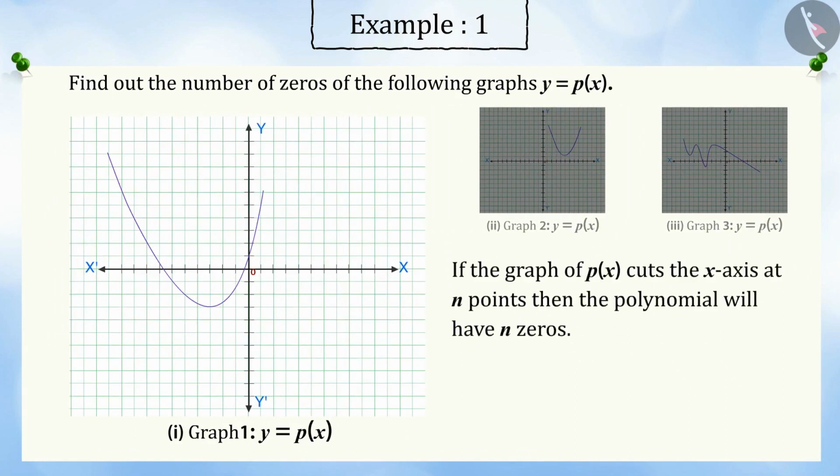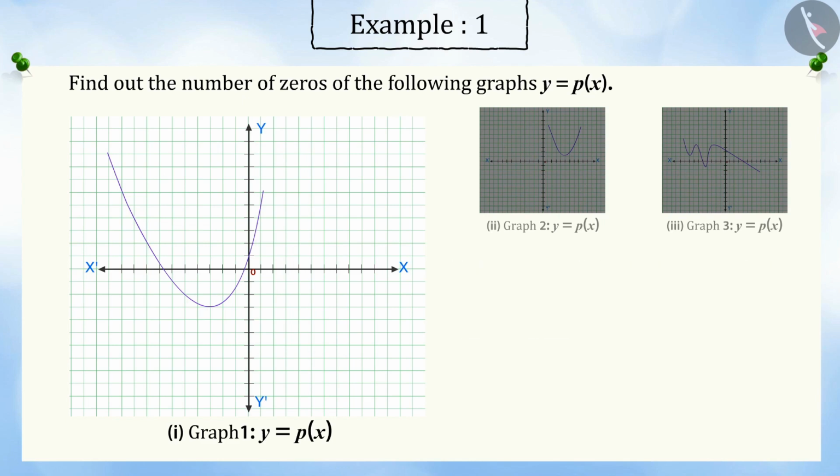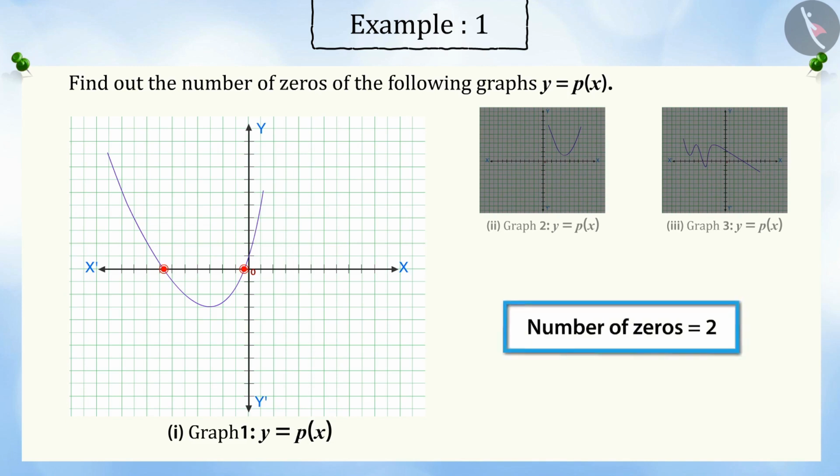Mohan remembers that if the graph of p of x cuts the x-axis at n points, then the polynomial will have n zeros. Can you tell the number of times this graph intersects the x-axis? Correct. This graph intersects the x-axis at 2 points. Hence, the number of zeros would also be 2.